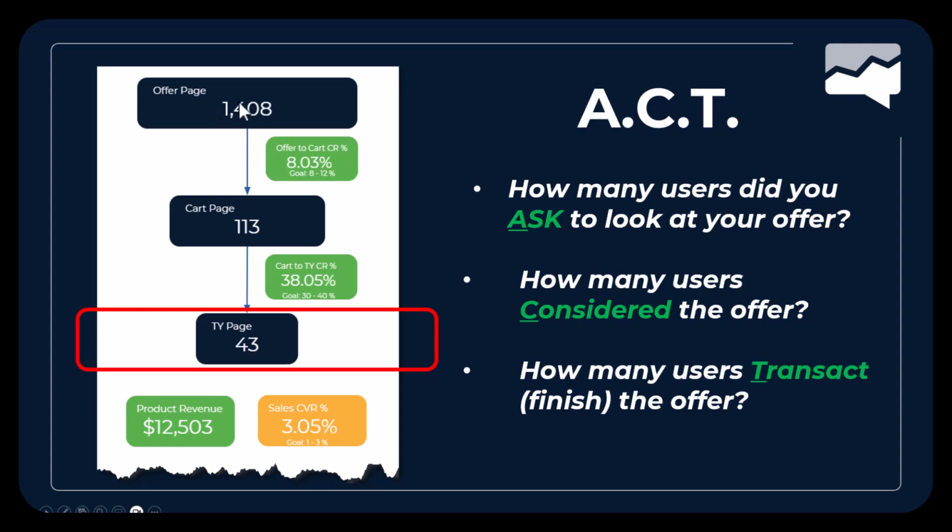Do you know if this step is working? By having your consider, you're able to know if this step is working, and that way you very quickly and easily know where to optimize. If something is not working, like this is conditionally formatted, if this is red, very quickly you would know your ask to consider conversion is not working the way it's expected to. So you would know exactly where to go. You wouldn't start changing things on your consider to transact step, because that's not where the conversion is dropping. That is why your ACT is so important to think through.